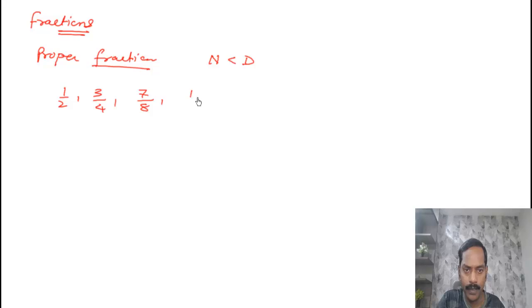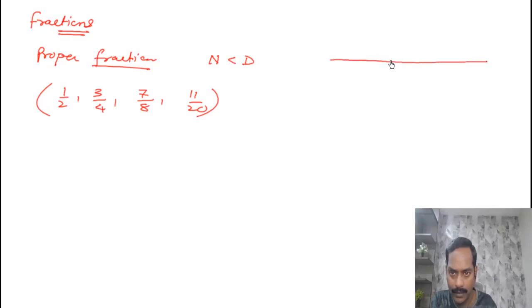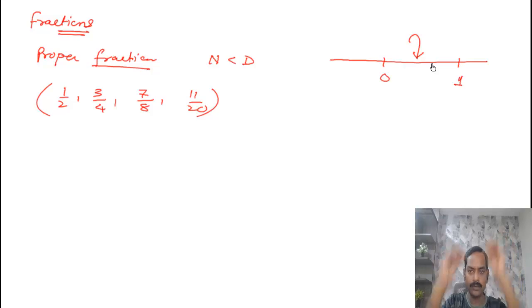7 by 8, 11 by 20. In all these fractions, you observe that the numerator is less than the denominator. And you see that all these fractions are greater than 0 in their values but less than 1. So proper fractions are all fractions which lie between 0 and 1. If I draw a number line and put all the proper fractions, they will all lie between 0 and 1. Such fractions are called proper fractions.